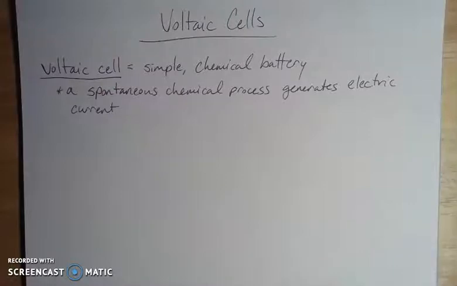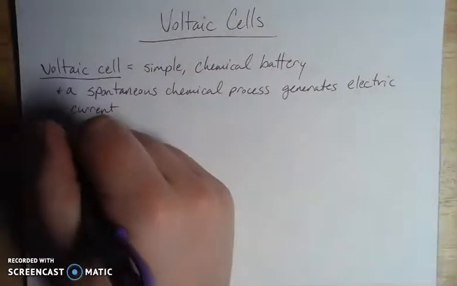This is an electrochemical cell in which a spontaneous chemical reaction generates an electric current. And so the process is going to happen spontaneously if you set it up the right way. And then as you're doing that, you're causing a flow of electrons. That is what an electric current is. So let's talk about what that looks like.